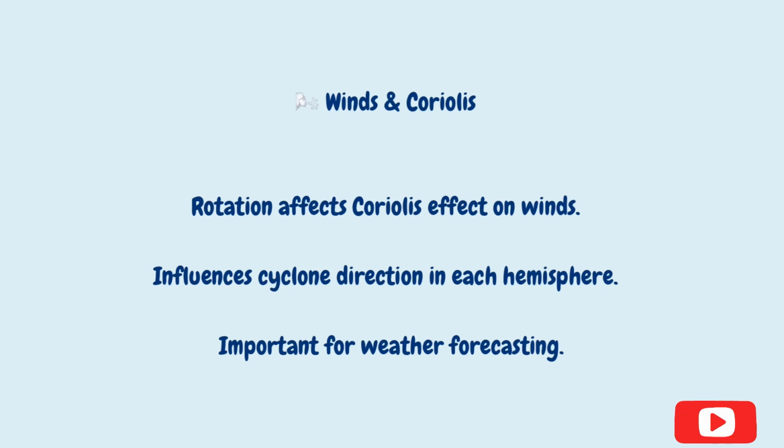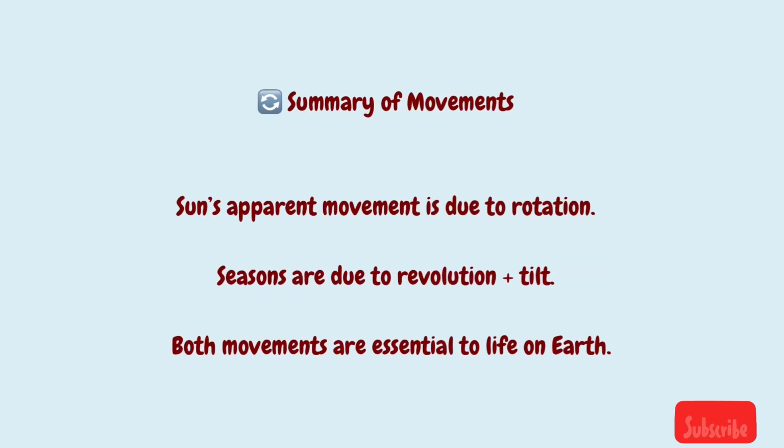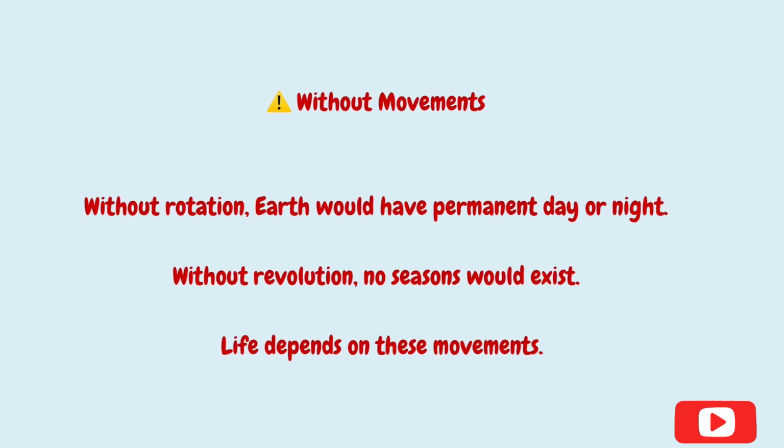Important for weather forecasting. Now we have a quick summary of movements here. The sun's apparent movement is due to rotation. Seasons are due to revolution plus tilt, and both movements are essential to life on Earth. So without movements, what will happen? Without rotation, Earth would have permanent day or night. Without revolution, no seasons would exist, and life depends on these movements.